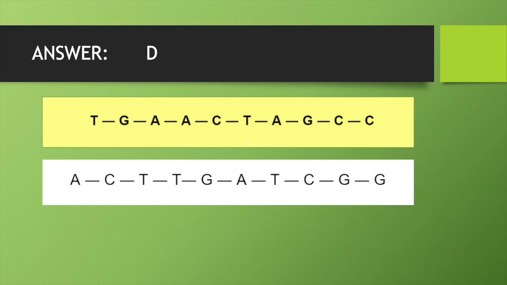T will always pair with A, G with C, A with T, A with T, C with G, T with A, A with T, G with C, and C with G, as well as C with G.